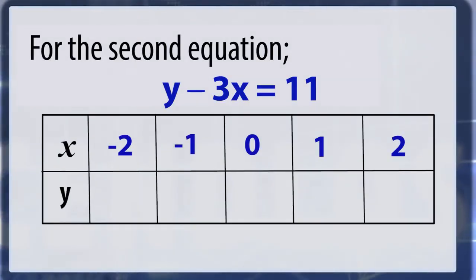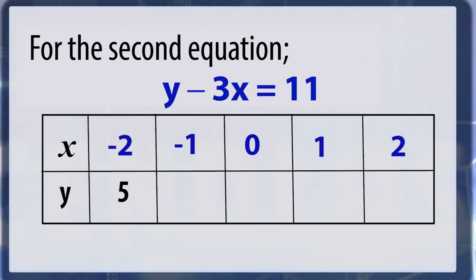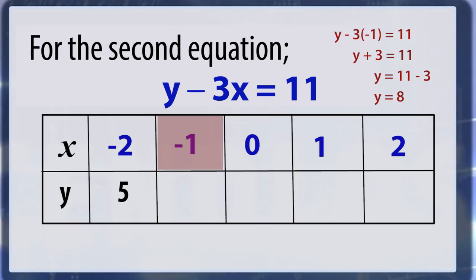For the second equation, which is y minus 3x is equal to 11, when x is equal to negative 2, we have y minus 3 times negative 2, and that should be equal to 11. So we have y plus 6 equals 11, and that will give us y is equal to 5. Next, when x is equal to negative 1, we have y minus 3 times negative 1, and that should also be equal to 11. So you have y plus 3 is equal to 11, giving us y is equal to 11 minus 3, which is equal to 8.